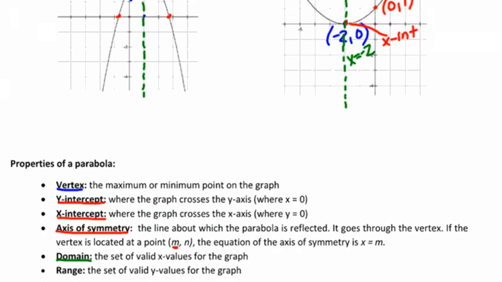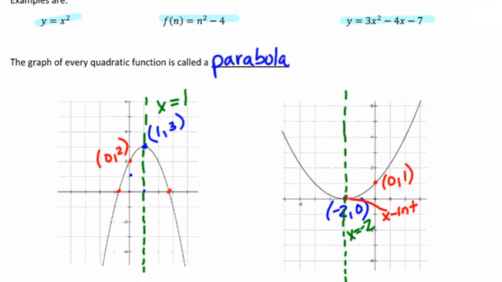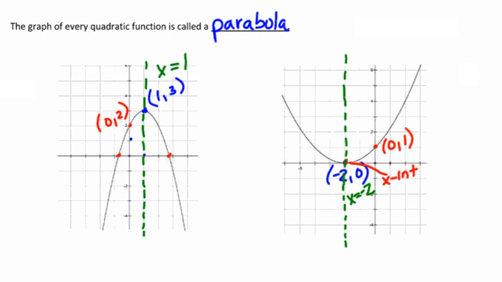Domain, the set of valid x values for the graph. So if we were to look at this entire graph, the whole thing, it's going to be continuous for our x values. So we say x is an element of the real numbers. It covers everything. So for domain, we have no restrictions on our x value. It's forever continuing in both directions, left and right.